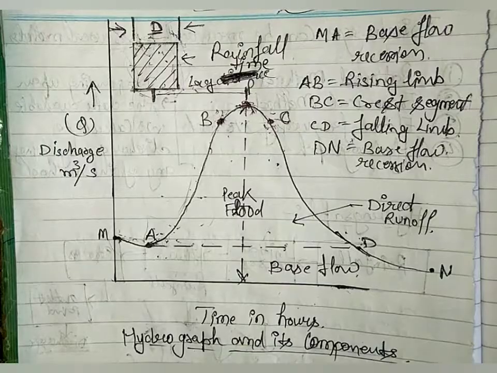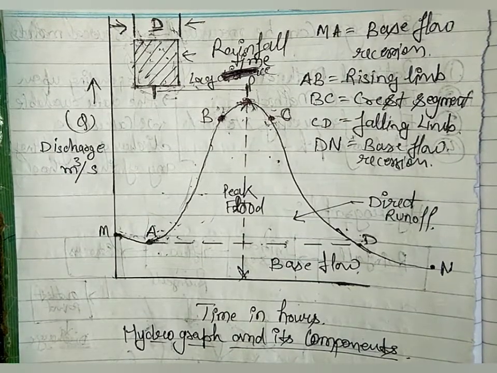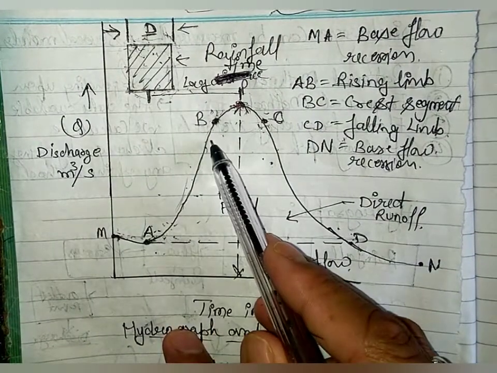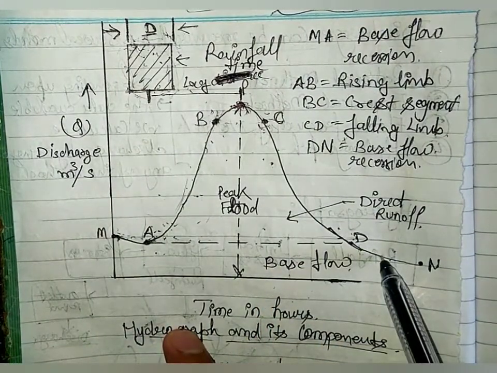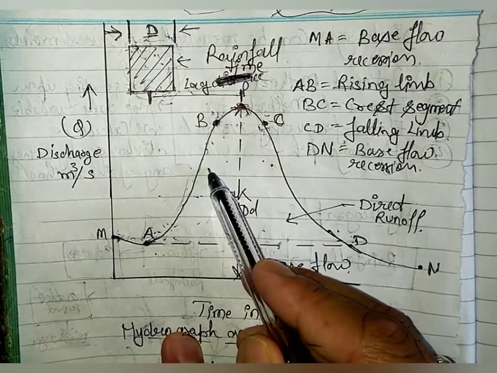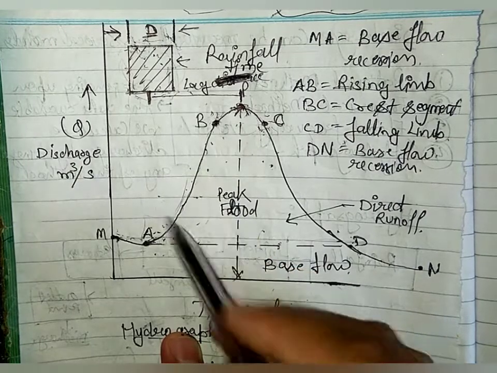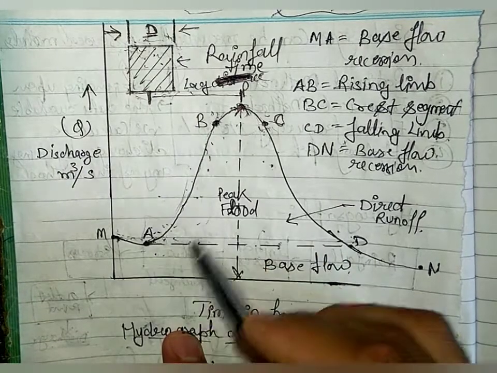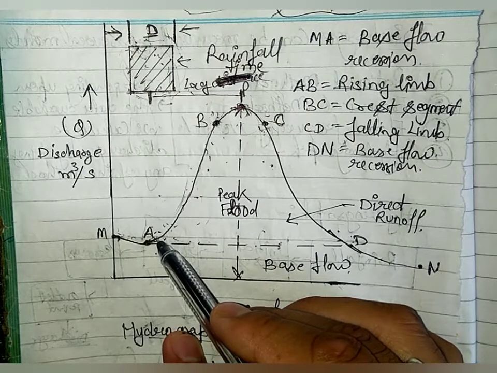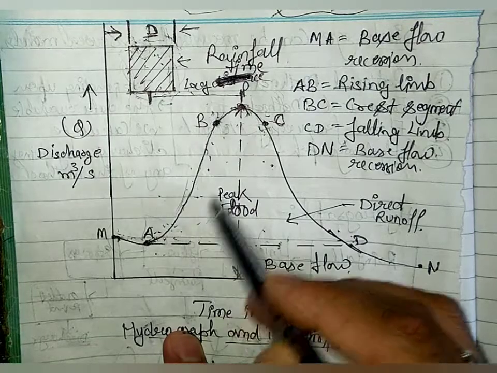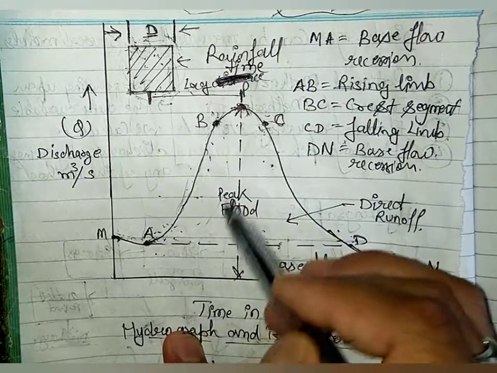Okay, now let us discuss the components of the hydrograph. Here we have three segments of the hydrograph: your rising limb, then your crest segment, then the falling limb. We'll start from the rising limb. You can see this rising limb is also called the concentration curve. It represents the gradual building up of the storage in the channel and over the catchment surface. So this limb is showing like this.